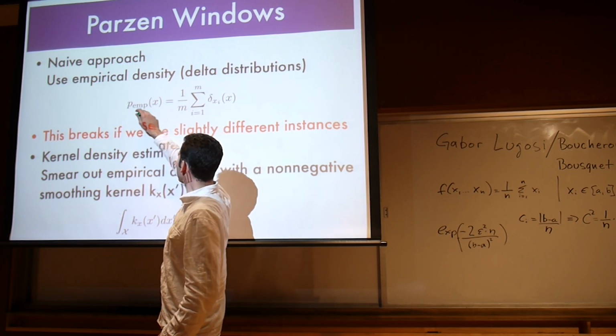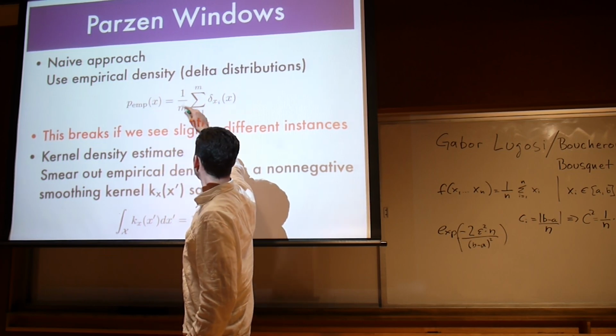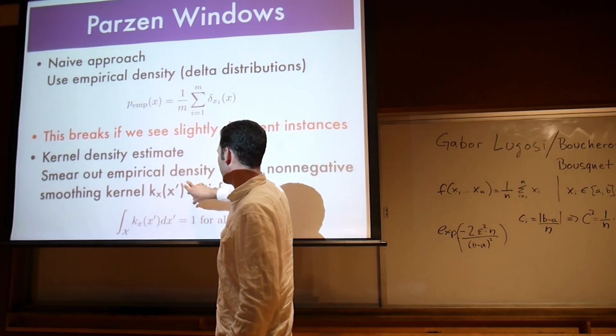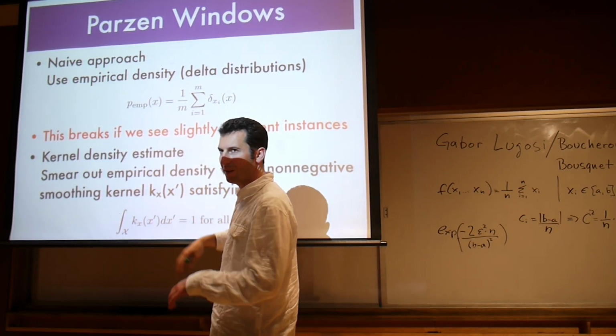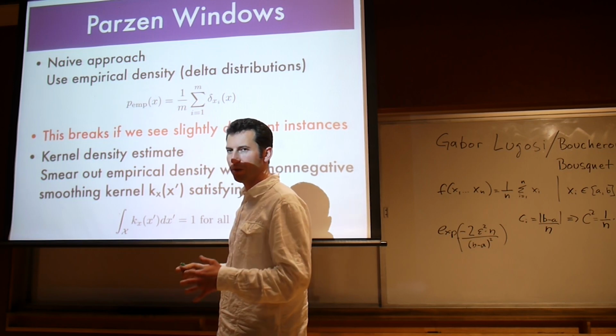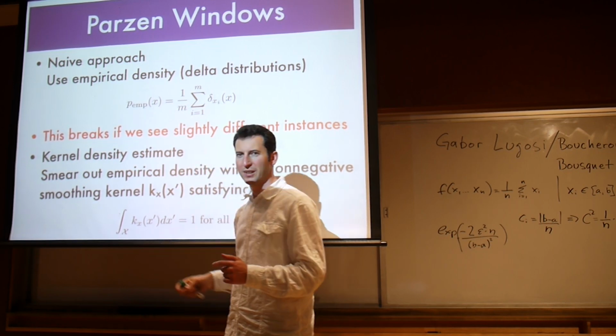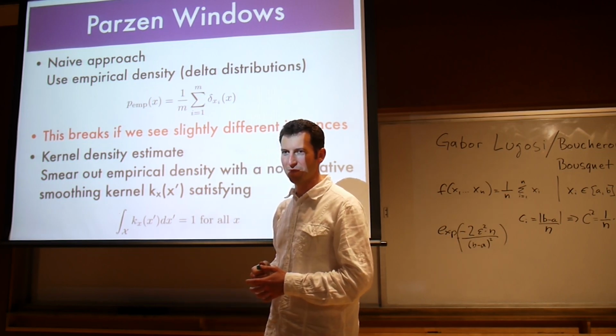We take the empirical distribution, this guy here, and we smooth it out with some kernel function. So this is a smoothing kernel. It's not a Hilbert-Schmidt kernel. So it's not a kernel as in kernel machines, but a kernel as in kernel density estimation.